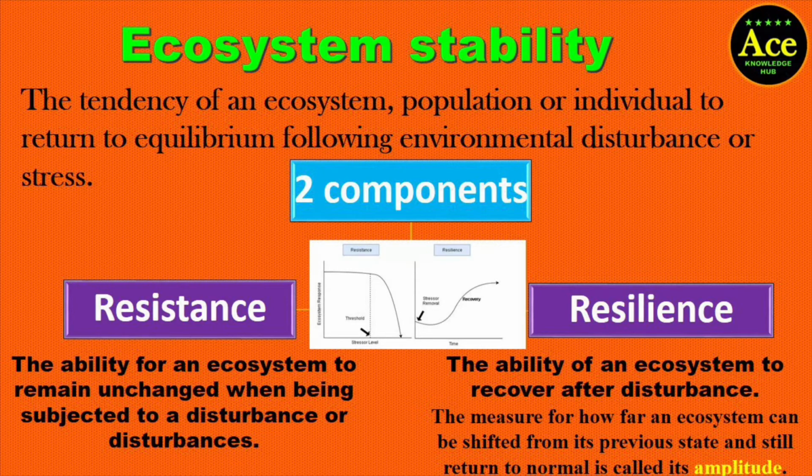Resistance is defined as the ability for an ecosystem to remain unchanged when being subjected to a disturbance or disturbances. Some ecosystems are better at resisting change than others and therefore have high resistance. Resilience is defined as the ability of an ecosystem to recover after disturbance. Some ecosystems can shift greatly from previous state and still return to pre-disturbance conditions. The measure of how far an ecosystem can be shifted from its previous state and still return to normal is called its amplitude.